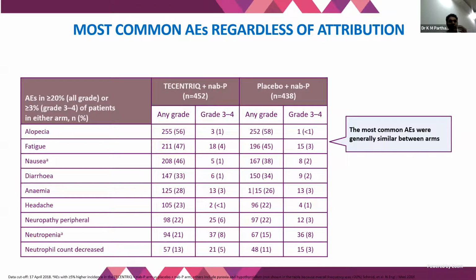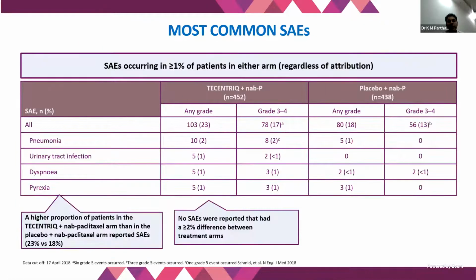What about the most common adverse effects? Here also you are seeing that most common adverse effects are generally similar between the arms, whether it is any grade or grade 3 or 4. The neutropenia as well as fatigue, alopecia, everything is more or less similar in both the study groups. And serious adverse effects in more than 1% in either arm, regardless of attribution.